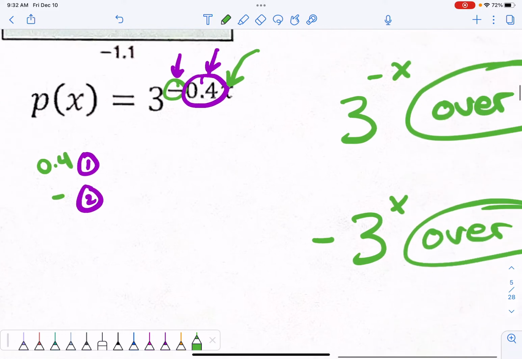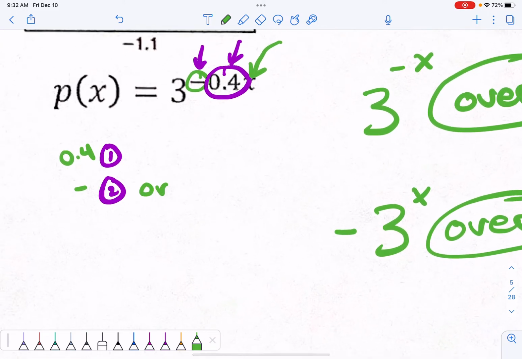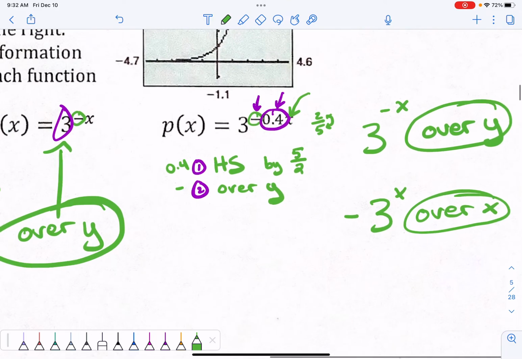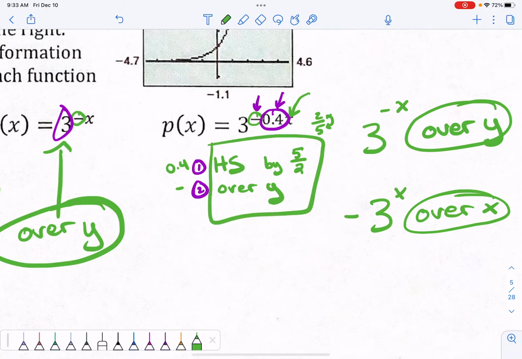We know that the negative in the exponent is going over the y-axis, but the 0.4 is 2/5. Okay, and since it's up in the exponent, it's going to be either a horizontal stretch or compression. But let's go ahead and flip it and figure out what the factor is. So it's going to be by a factor of 5/2 rather than 2/5, and that's going to be a horizontal stretch by a factor of 5/2. So that one has two of them. So both of those are the answer for that.